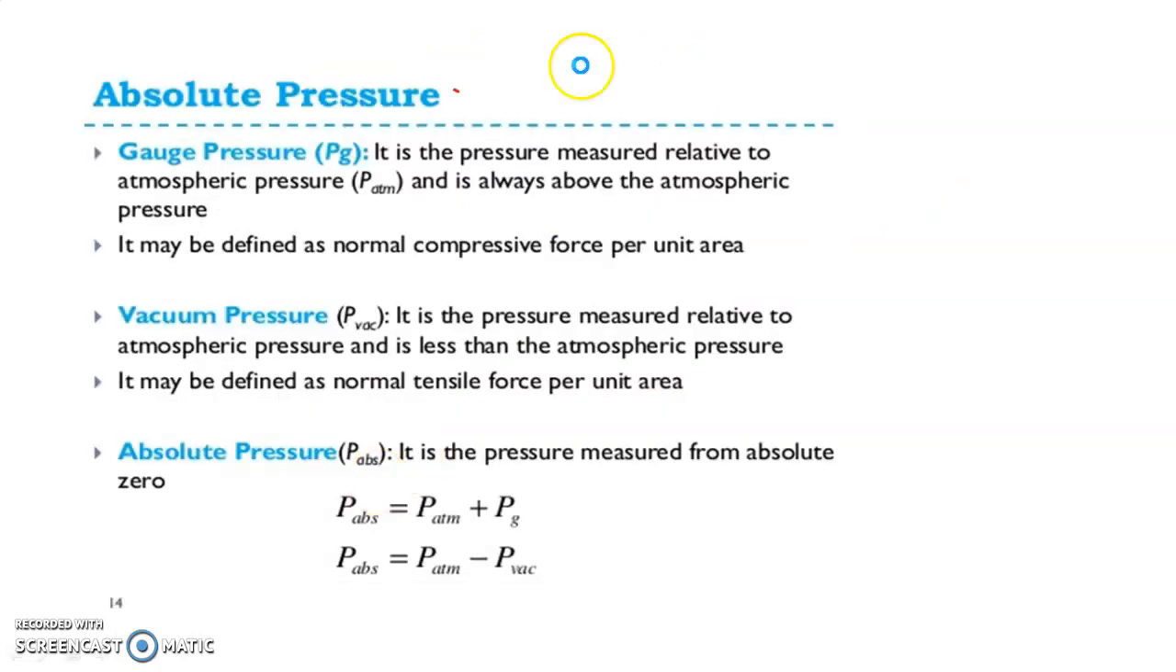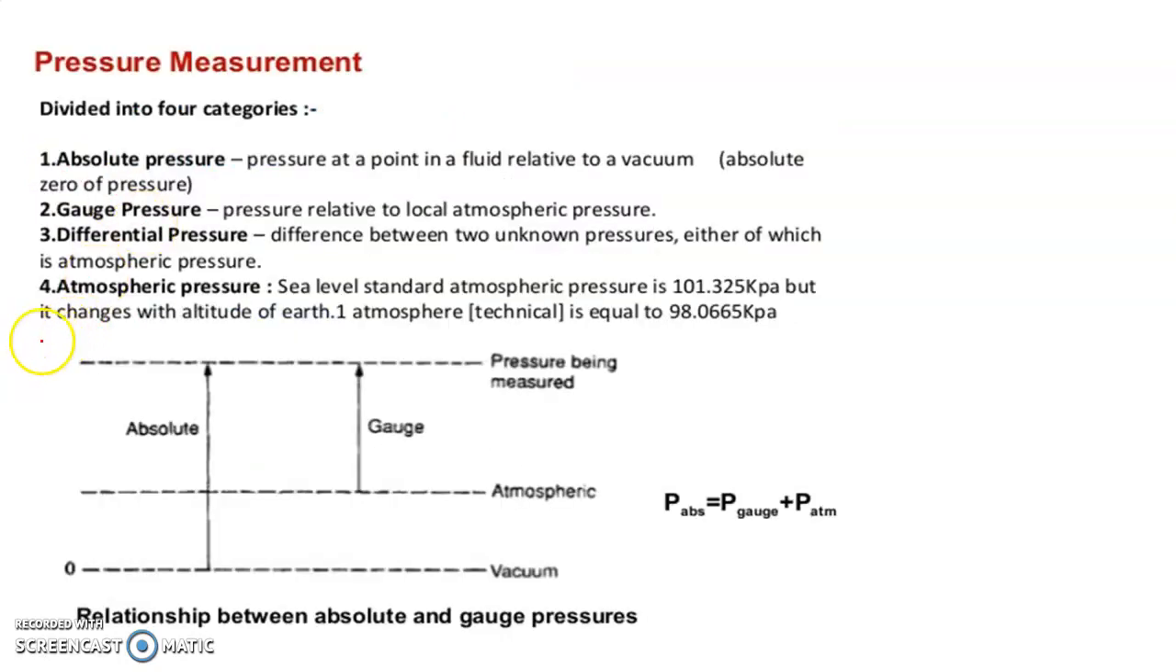Clear? Next, absolute pressure. Pressures are classified into different types based on the measurements. I think this diagram is very useful. This is the reference line. The pressure measured at the sea level is called atmospheric pressure, or pressure measured with reference to sea level is called atmospheric pressure. The pressure measured above the atmospheric pressure is called gauge pressure. The pressure measured below the atmospheric pressure is called vacuum pressure.